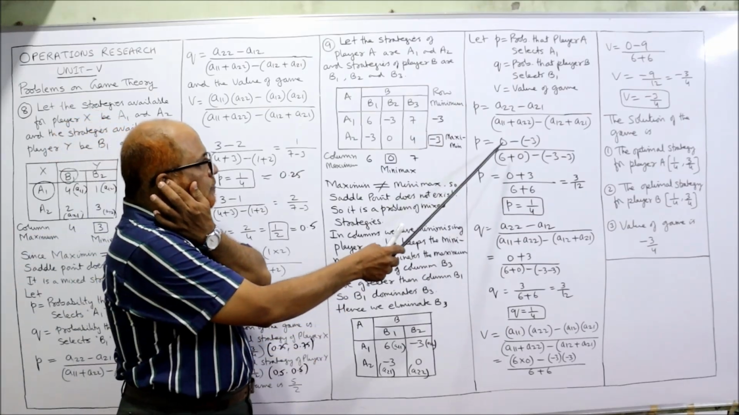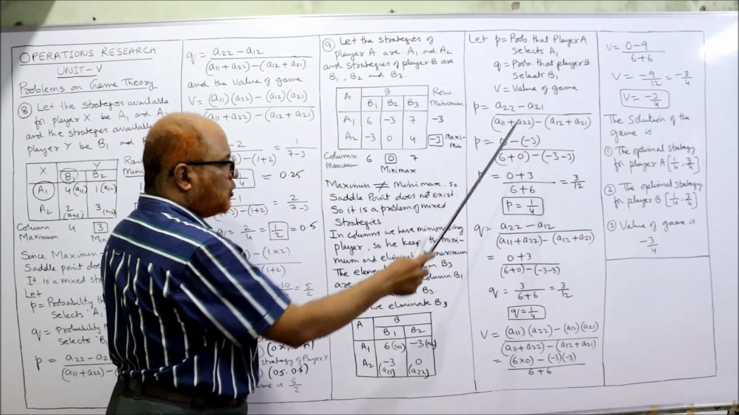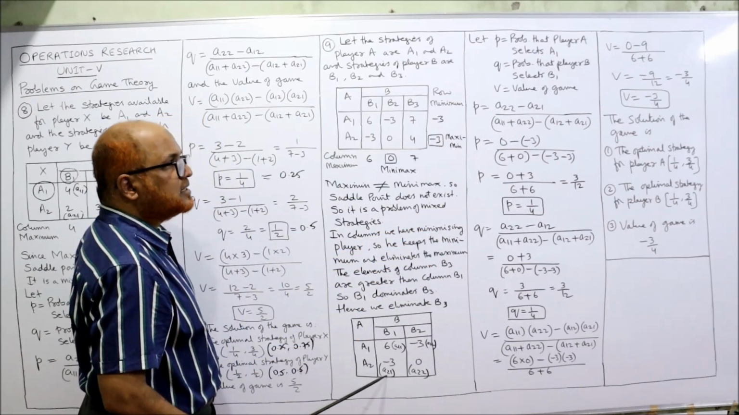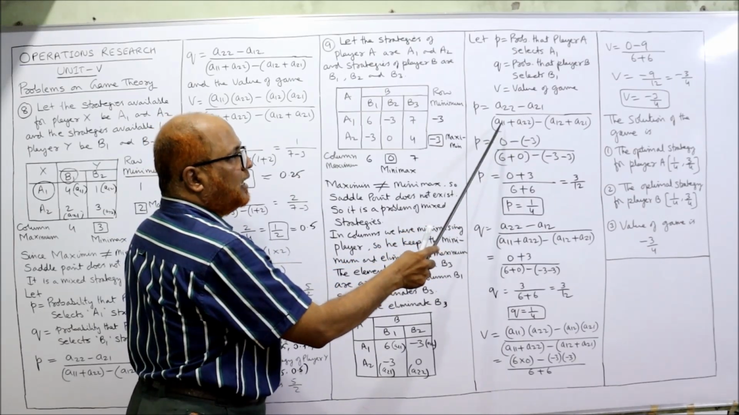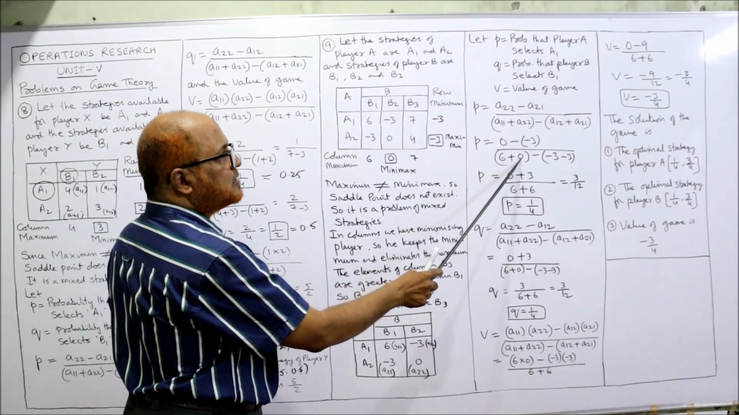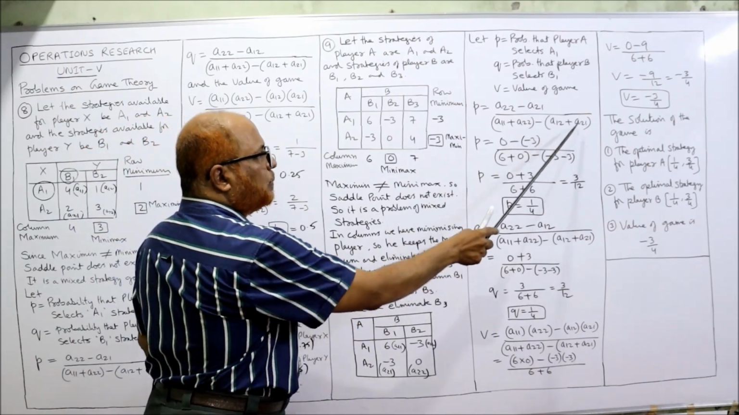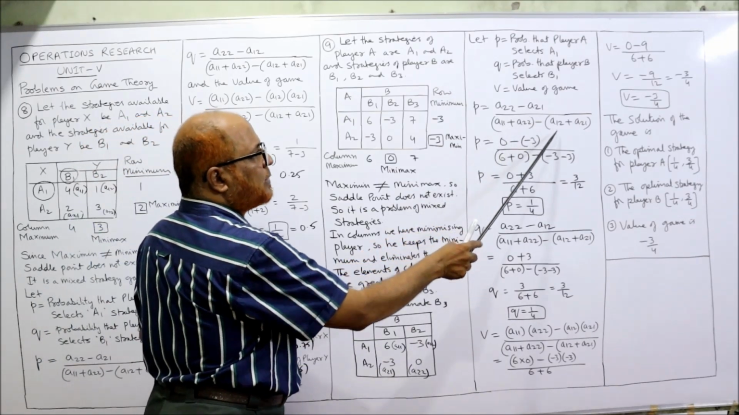So here, A22 is 0, minus A21. A21 is -3. So in place of A21, I am writing -3. A11 plus A22, that means 6 plus 0, right? Minus A12 plus A21. A12 is -3. So in place of A12, I am writing -3.